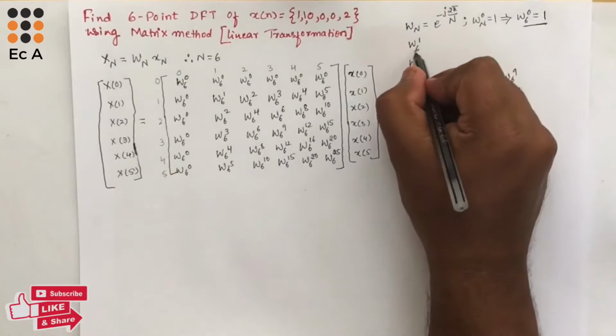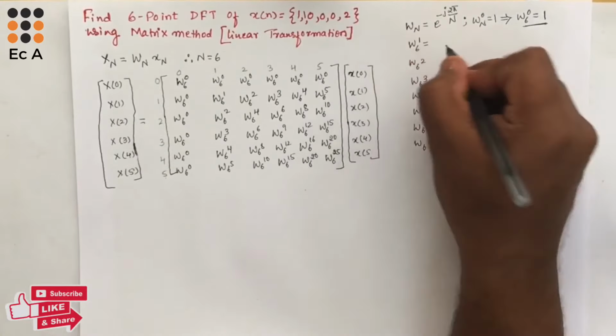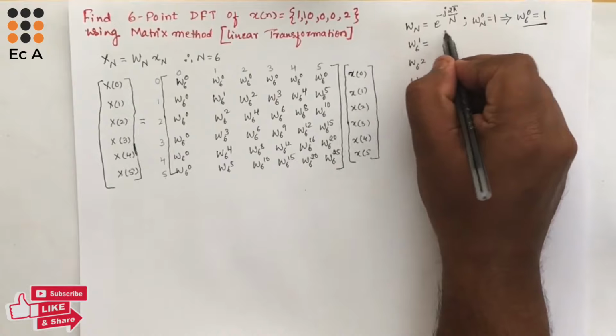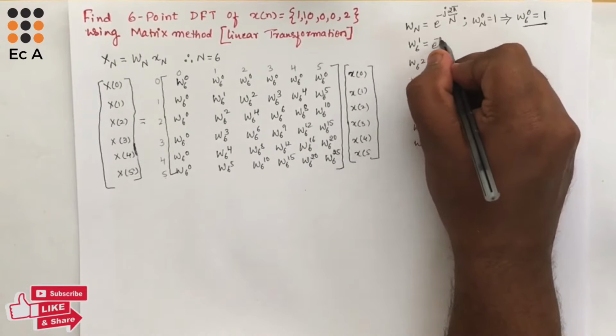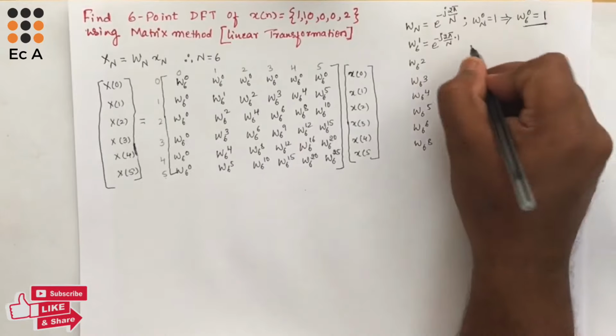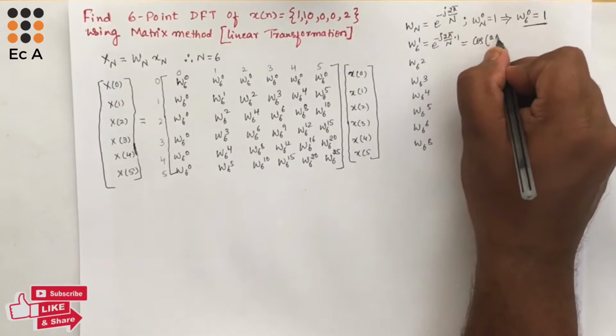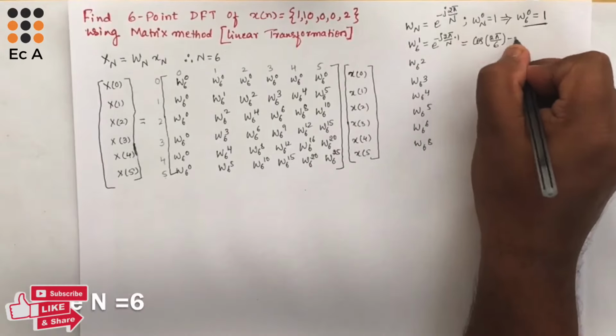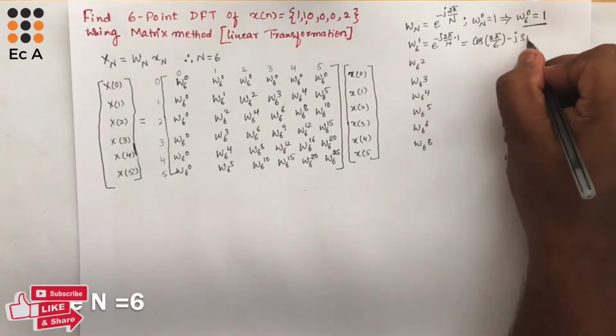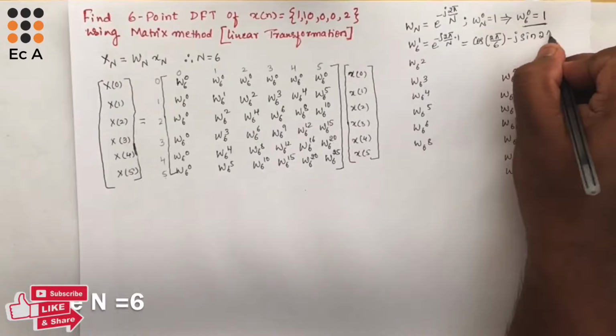Now to find the value for W6 to the power of 1, we can use the same formula here. So it is e to the power of minus j 2 pi by N into 1. So this we can write as cos 2 pi by 6 minus j sin 2 pi by 6.